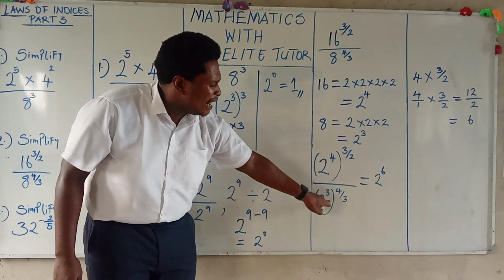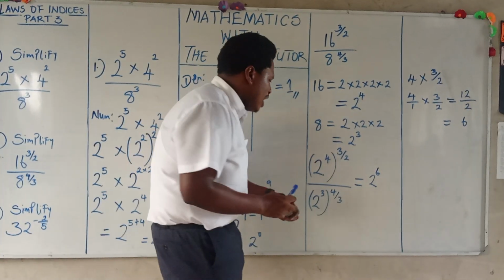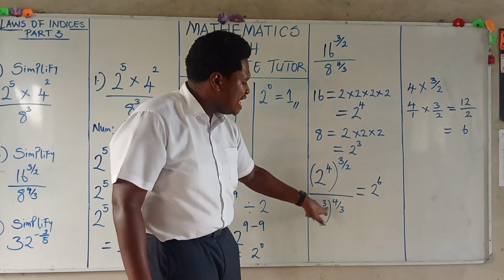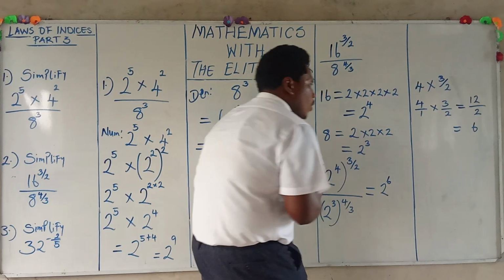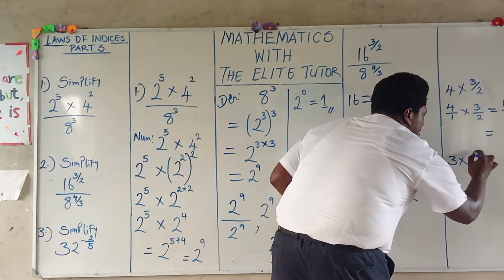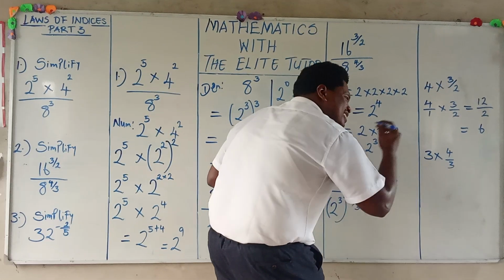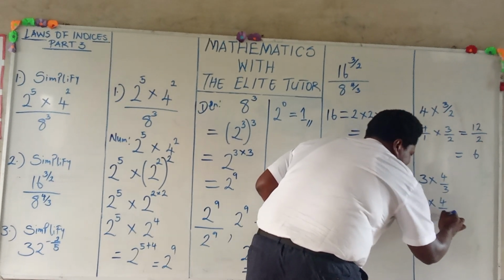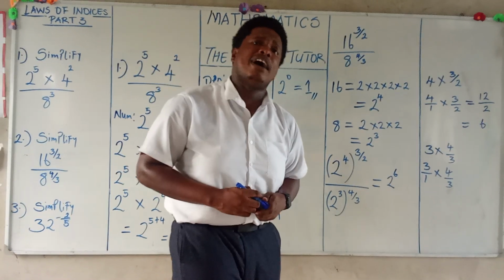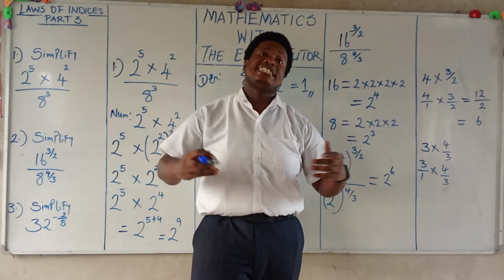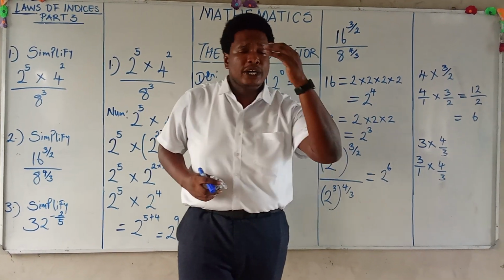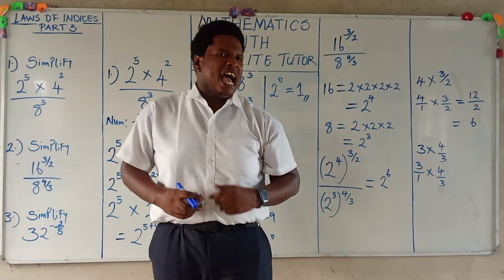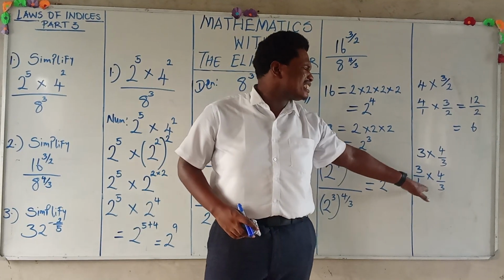Now for our denominator, we are going to multiply the power 3 times 4 over 3. So this is 3 times 4 over 3, which is still same thing as 3 over 1 times 4 over 3. Why am I expressing it as 3 over 1? 3 and 3 over 1 are still the same thing, because 3 divided by 1 still gives us 3. I'm expressing it so it looks like this fraction.